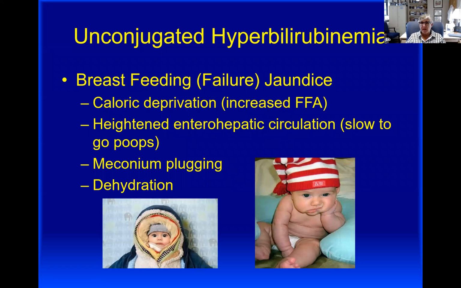Unconjugated hyperbilirubinemia. One common reason we see it is in what's called breastfeeding jaundice. Breastfeeding jaundice is really somewhat of a failure of breastfeeding to go perfectly well. There may be a little caloric deprivation with the increase of free fatty acids, which affect the conjugation. So they might not be getting the calories they need. They again have the heightened enterohepatic circulation that I talked about already. They have some meconium plugging, so they're not stooling efficiently and therefore have more bilirubin backlog, and they're dehydrated.